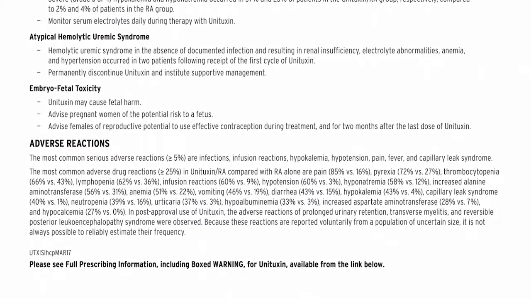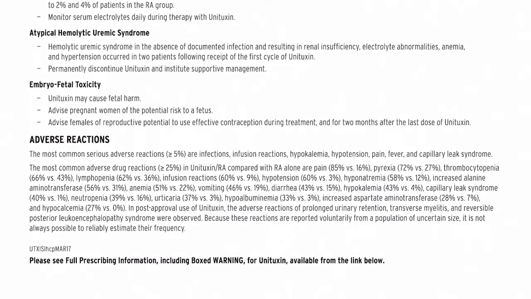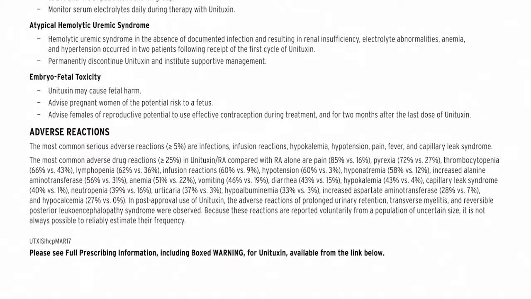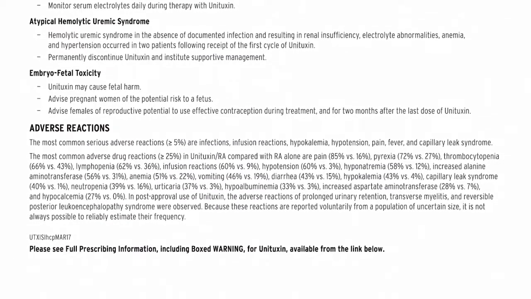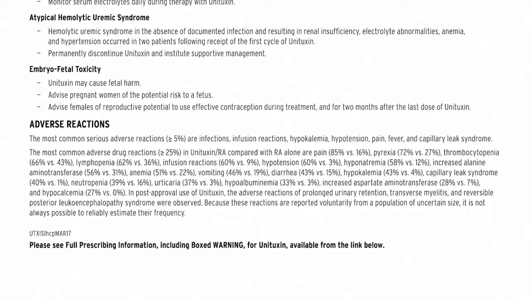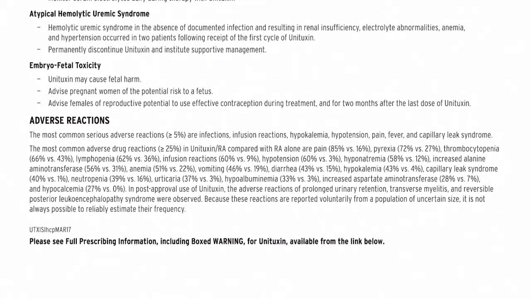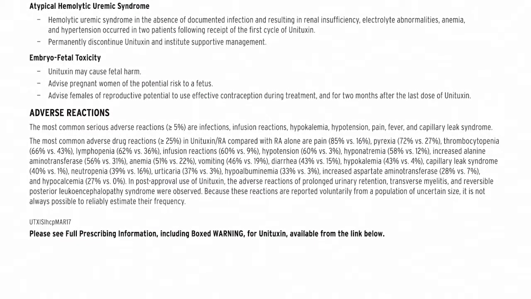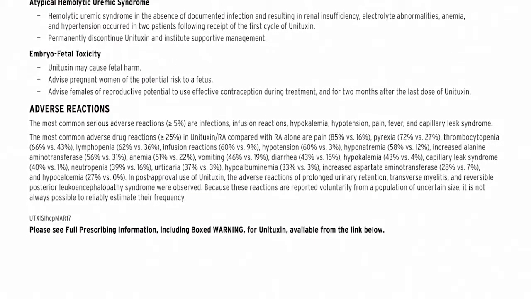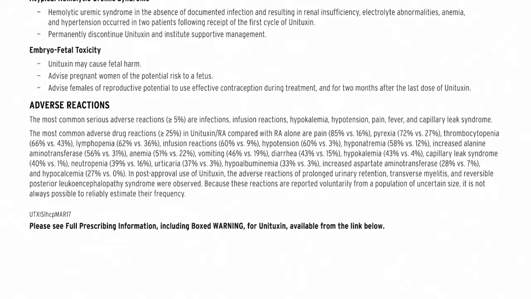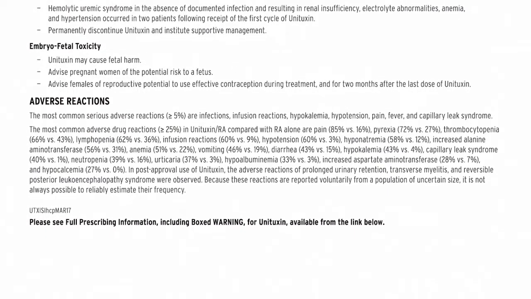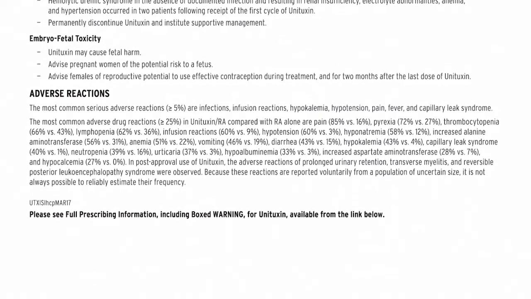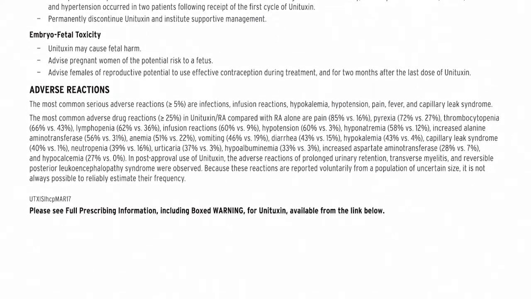vomiting, 46% versus 19%, diarrhea, 43% versus 15%, hypokalemia, 43% versus 4%, capillary leak syndrome, 40% versus 1%, neutropenia, 39% versus 16%, urticaria, 37% versus 3%, hypoalbuminemia, 33% versus 3%, increased aspartate aminotransferase, 28% versus 7%, and hypocalcemia, 27% versus 0%.